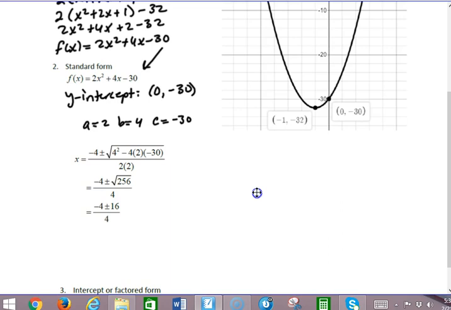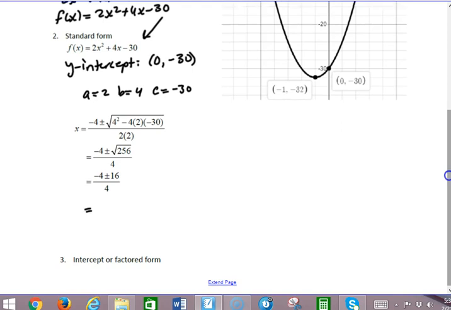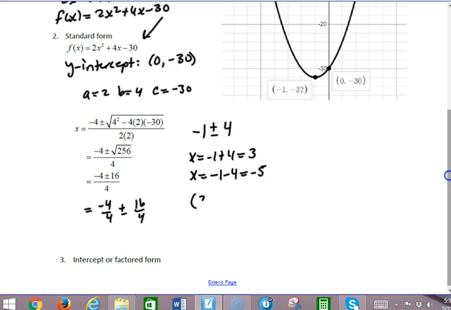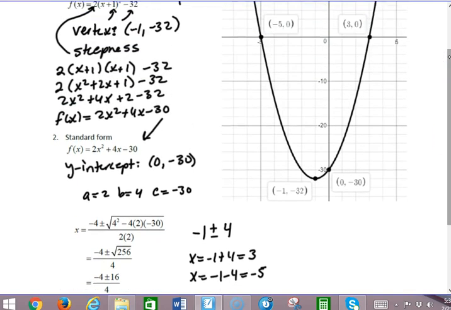So when I get to this step here, this is -4 over 4 plus or minus 16 over 4, which is -1 plus or minus 4. So the two solutions are x is equal to -1 plus 4, which is 3, or x is equal to -1 minus 4, which is -5. When I'm talking about solutions, these are the values of x that make y equal to 0. So these tell us that (3, 0) and (-5, 0) are x-intercepts on the graph. So you can see up here the (3, 0) and (-5, 0).